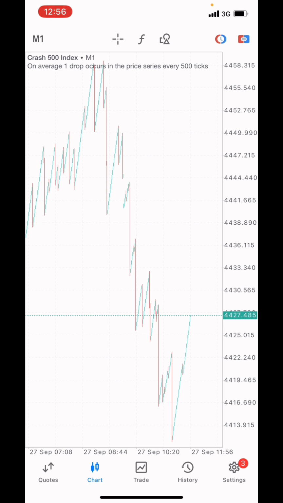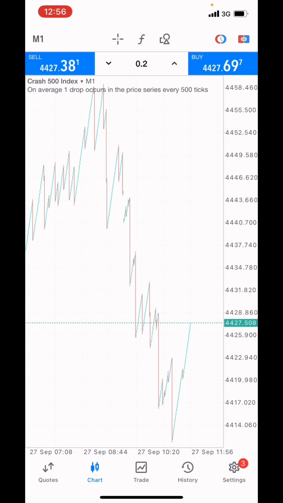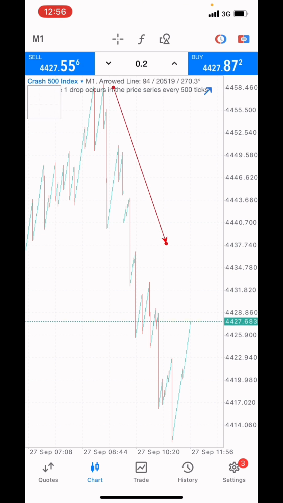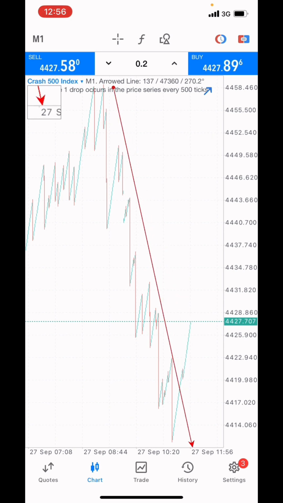Right now we're on the Crash 500 market, and this is the 1 minute time frame. I want you to pay very close attention so that you'll be able to trade this market successfully. What I'm going to do first is scale the trade. I'm going to level this trade and draw this arrow line right here, and see how far this market has sold.